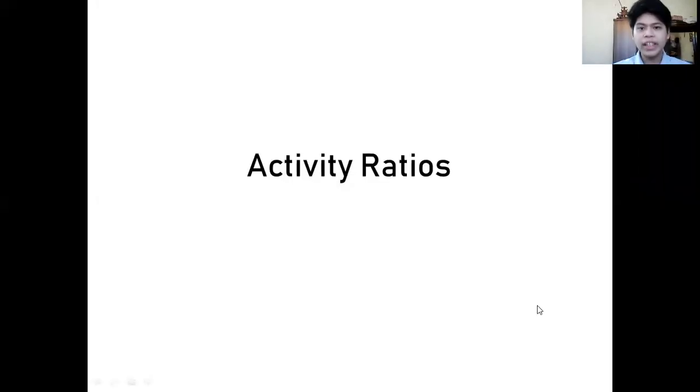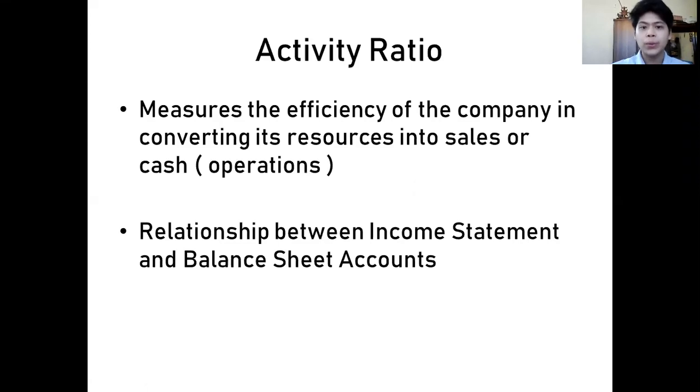Welcome to Activity Ratios. What is an activity ratio? It measures the efficiency of the company in converting its resources into sales or cash or in operations. I want to emphasize na pag activity ratio, the formulas will always have a relationship between income statement and balance sheet accounts. Why? Because ang gusto natin malaman, how efficient are we in utilizing our resources?